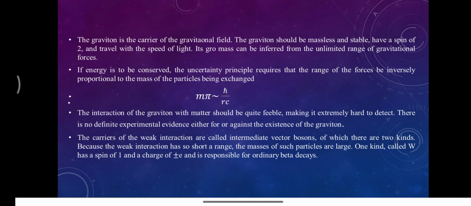The other kind is Z, which also has a spin of 1 but is electrically neutral and heavier than W. It is approximately 97 times the mass of a proton, and its effects seem confined to certain high energy events. Both decay in 10 raised to minus 25 seconds, so they are very unstable in nature.